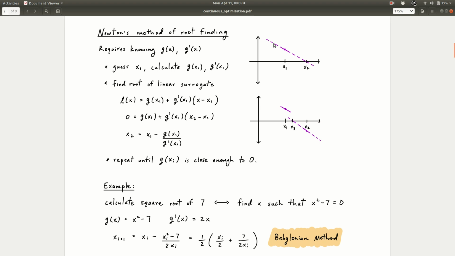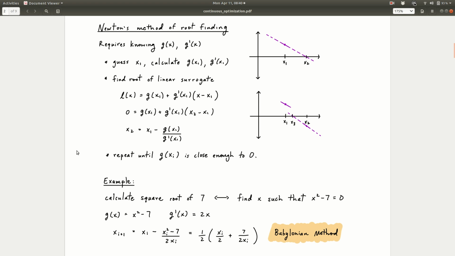So in a picture, we draw this line that goes through the point and matches its derivative. Our next guess is x2, and we do the same thing. We calculate g of x2, calculate its derivative, draw the line that goes through the point and matches its derivative, and then our updated point is going to be x3, and then we just keep iterating until g is close enough to 0. All right, so it's very simple. It's just about approximating the function with a sequence of lines until you get closer and closer to the root.